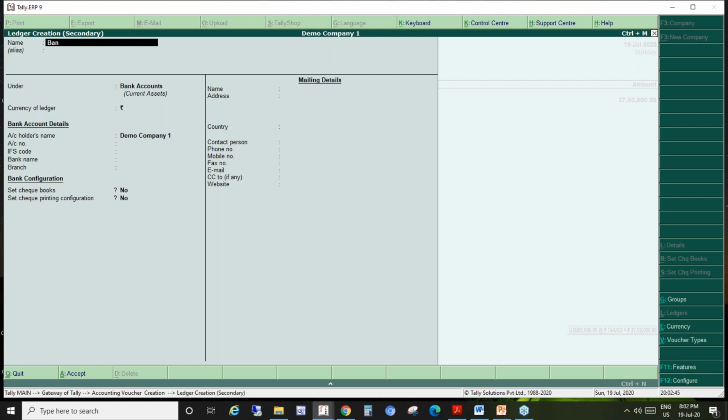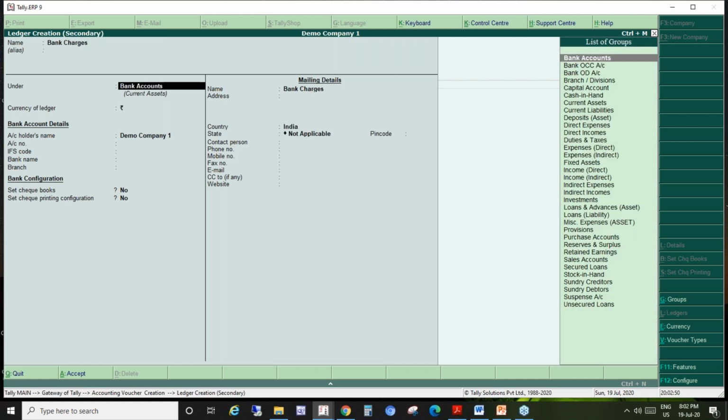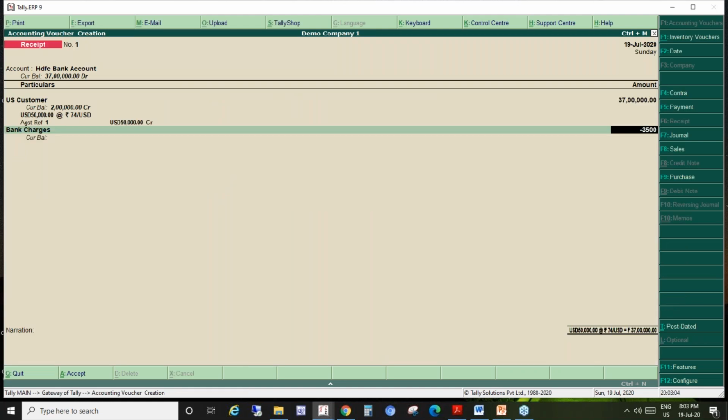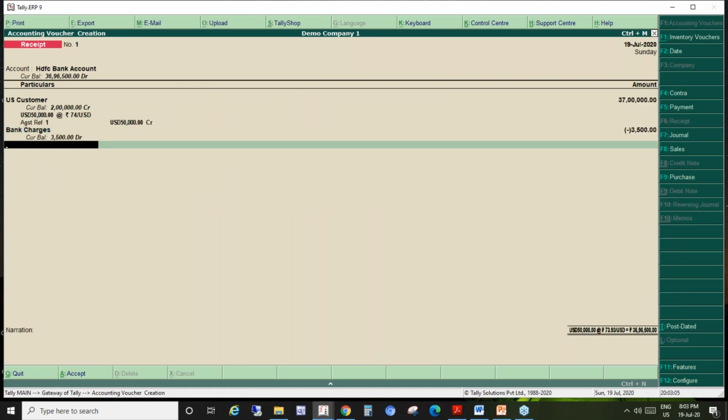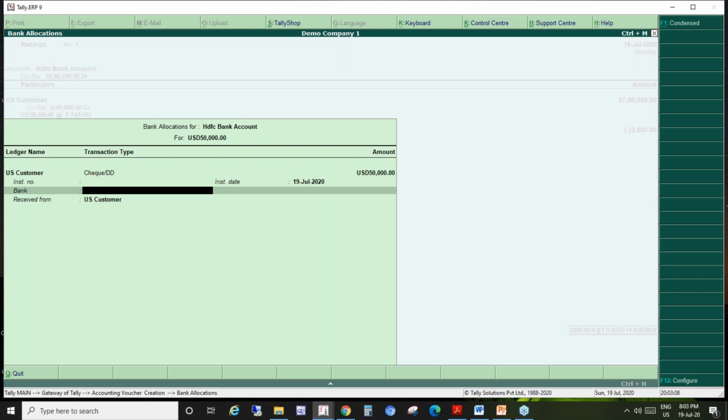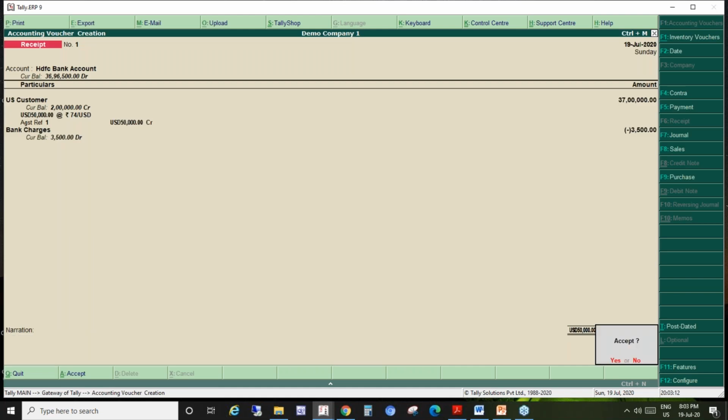Control A, and suppose we might have received 3,500 as bank charges. That will be the bank charges. So that's the amount we have received. This is how you can account for your entries, right? So let us go and check our reports.